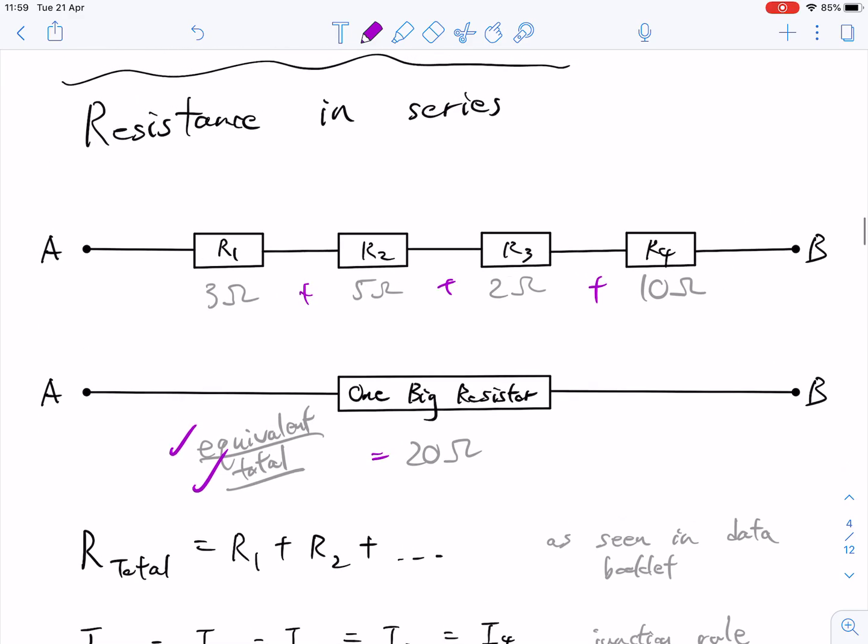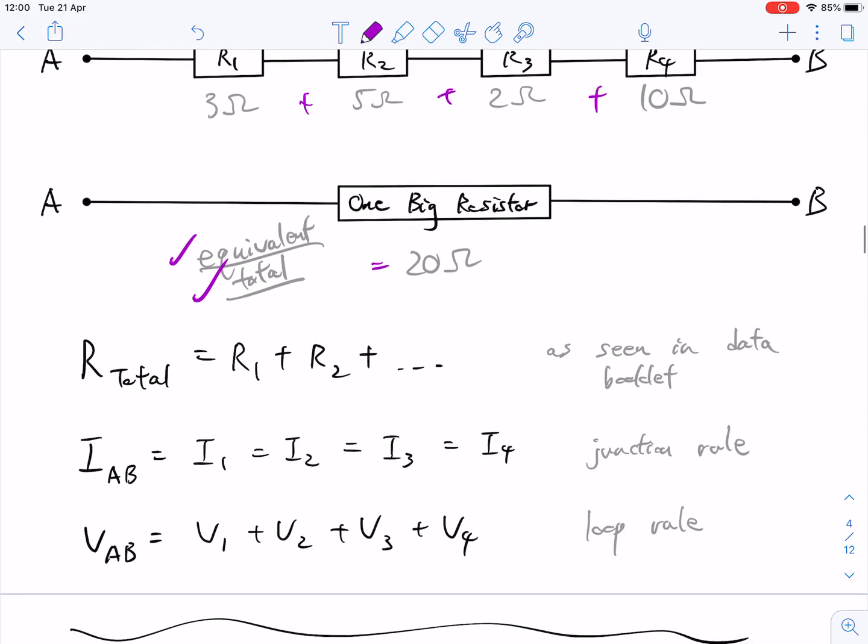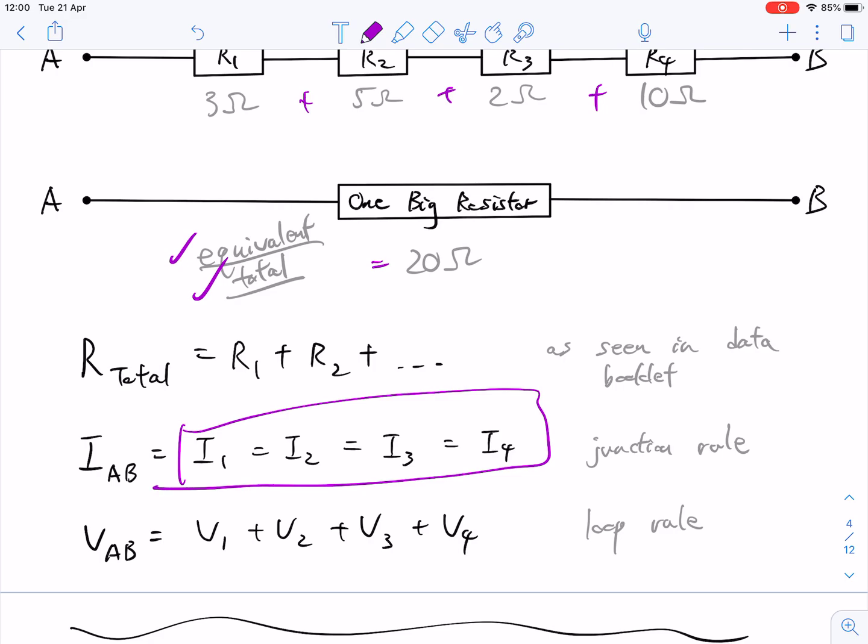The current is constant. So if the current for resistor 1 might be, say, 3 amps, the current for 2 would also be 3 amps, the current for 3 would also be 3 amps, and the current for 4 would also be 3 amps. So all the currents are meant to be exactly the same.